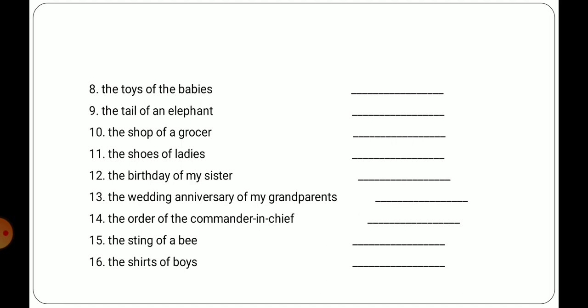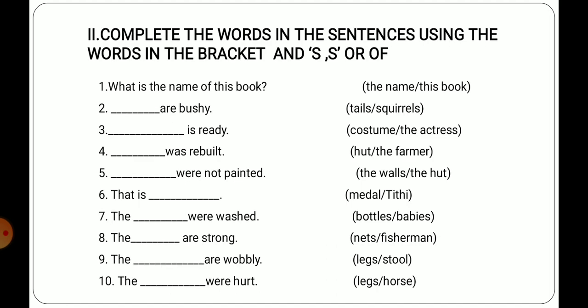The birthday of my sister. My sister's birthday. First rule. The wedding anniversary of my grandparents. Now my grandparents are plural and it is ending with S, so it will only take apostrophe. That is second rule. The order of the commander-in-chief. The commander-in-chief is singular, so the commander-in-chief's order. First rule. The sting of a bee. A bee is singular, a bee's apostrophe S, the sting. The shirt of the boys. Boys is plural, so boys' shirts. So that was exercise 1.